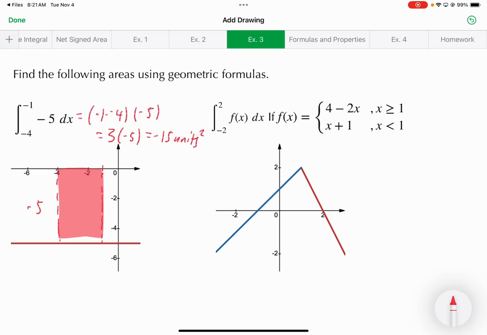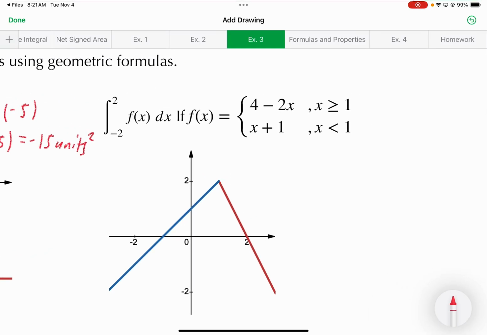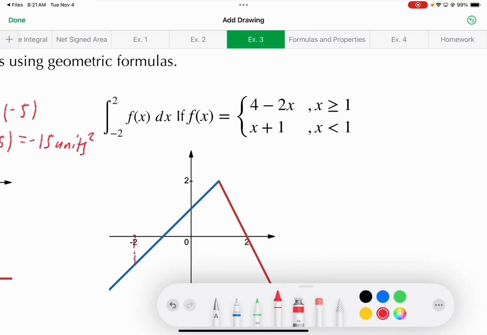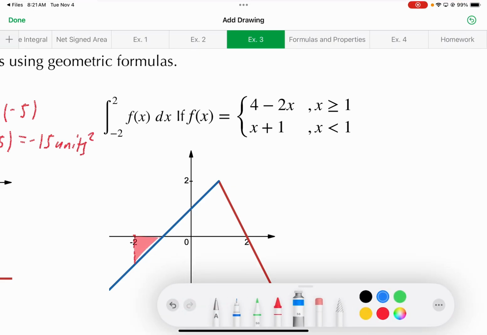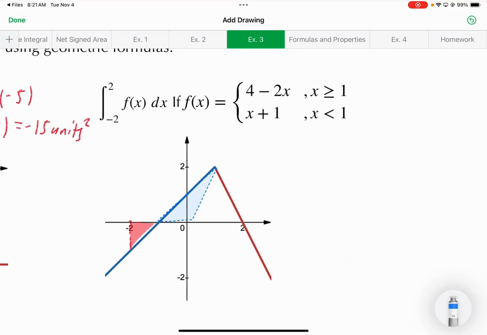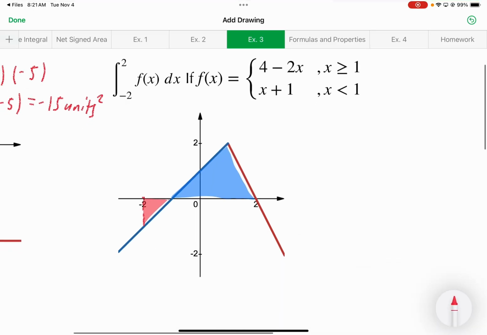All right, last one. So we've got this piecewise function here, and we want to find the area between the curve and the interval from -2 to 2. So I've got that triangle there, and then this other triangle here. So some of it's going to be positive, some of it's going to be negative. We've got this area that's going to be negative, and then we have this area, which is going to be positive. So if I want to find my total area, I'm just going to add together 2 triangles.